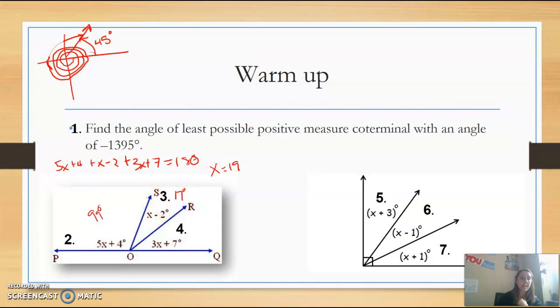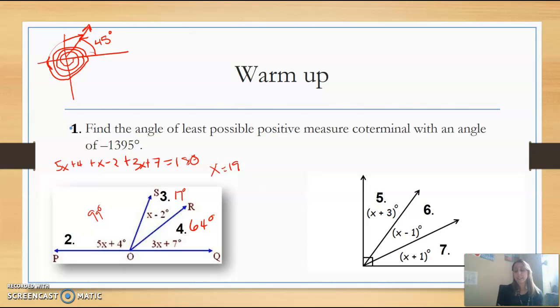And then you can actually plug in 19 for x and do 3 times 19 plus 7. Or you can do 99 plus 17, which is 116, and get to 180. So there are a couple of different ways you can do that. So you end up with 64 degrees.